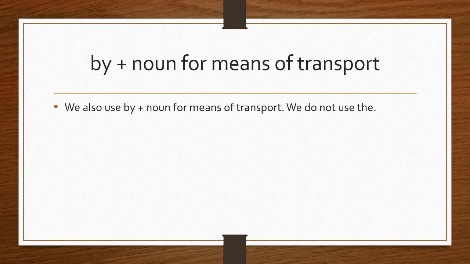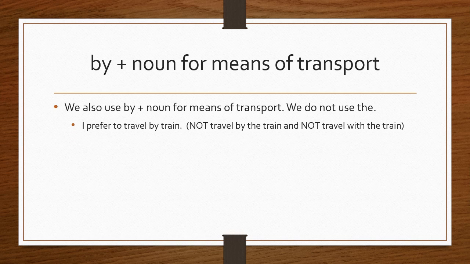By plus a noun is a phrase which we use for means of transport. We also use by plus noun for expressing means of transport, but we generally do not use the when we talk about the noun there. For example, I prefer to travel by train. We don't say I prefer to travel by the train or with the train, but it's by train.